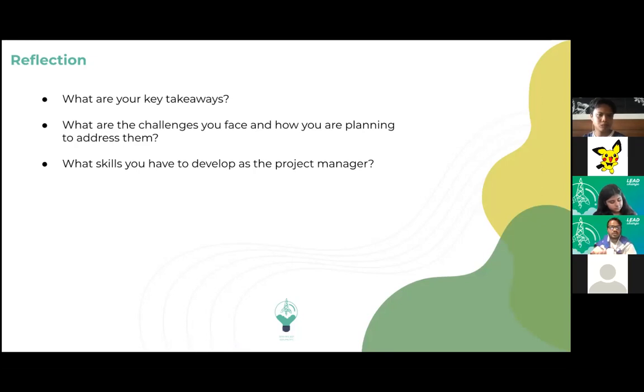What are the challenges that you face right now in terms of managing projects, and what are your plans to address them, if you have any ideas after the session? And what skills do you think you need to develop as a project manager? And if there's anything else you want to add or talk about, you can do that as well.